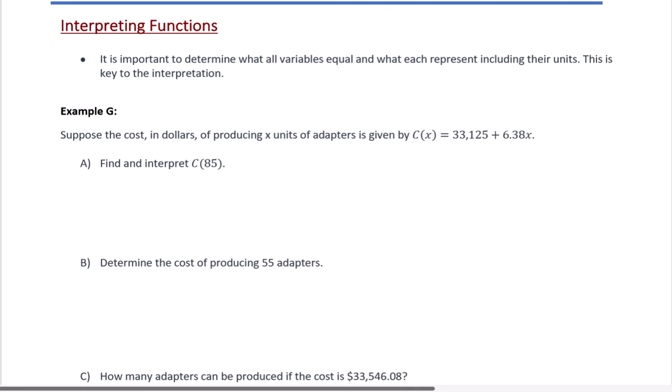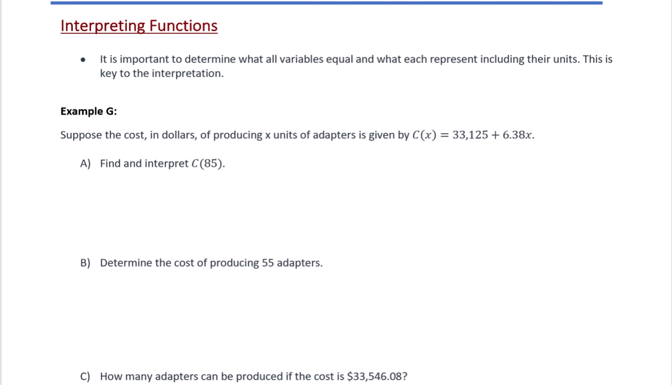Now let's talk about interpreting functions. This is where a lot of people start to panic. The key is to determine what all of the variables equal and what each represents, including their units. Now the units is what comes after. Is it in feet, in dollars? Is it in turtles like we did earlier? So let's look at example G.